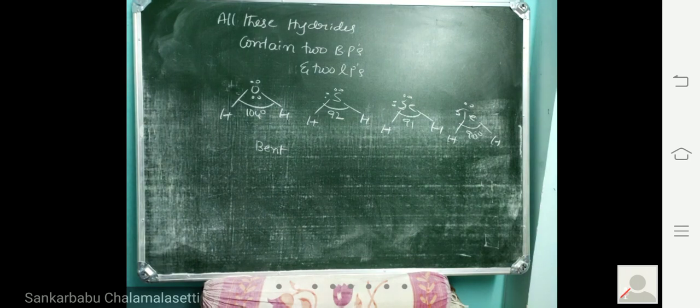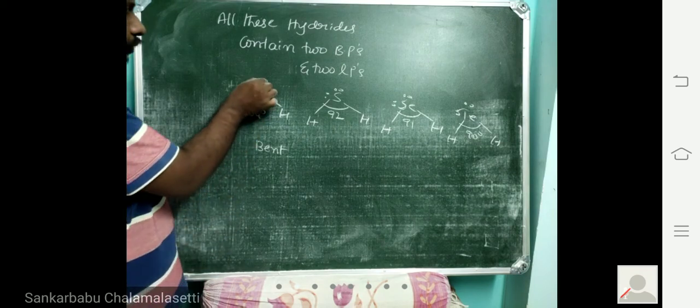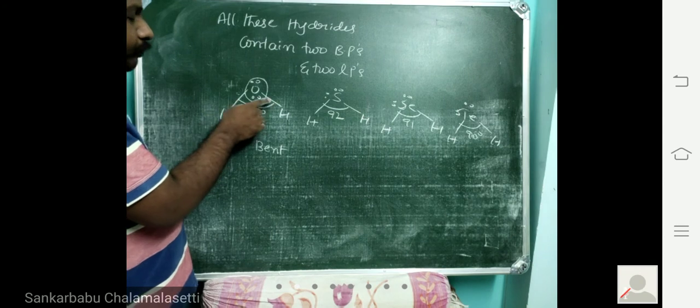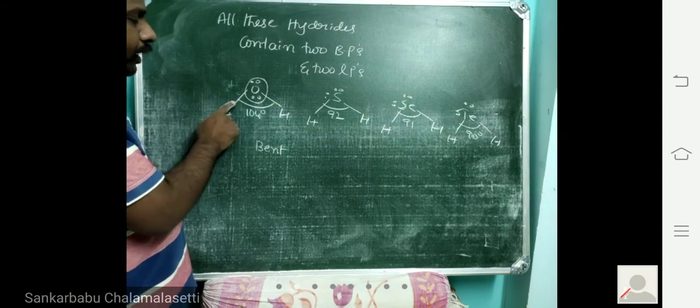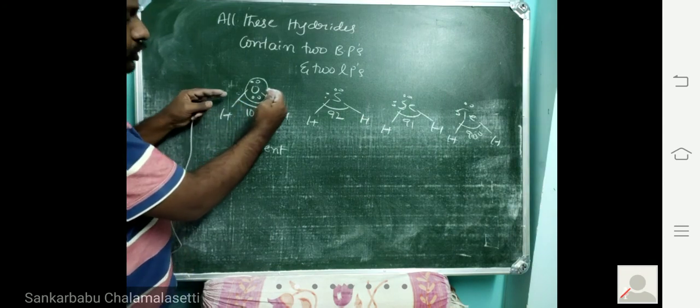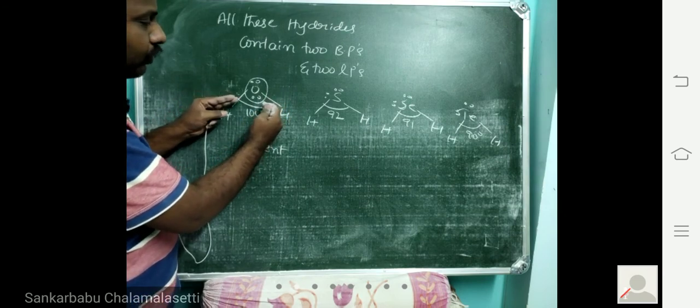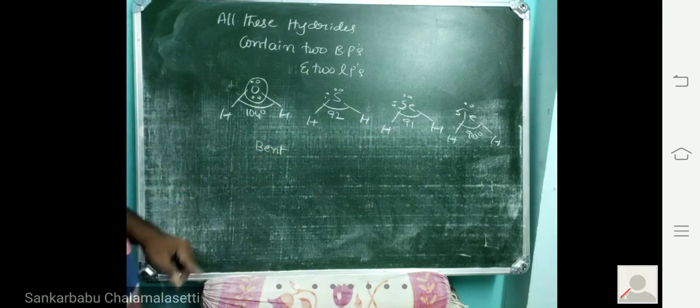Why does the bond angle decrease? The reason is that when the size of the central atom increases, the repulsions between the bond pairs decrease. When repulsions between bond pairs decrease, these bonds come close to one another. As a result, the bond angle decreases.